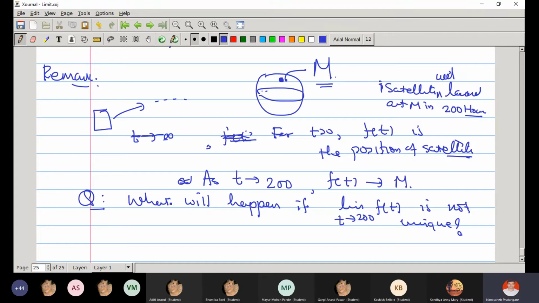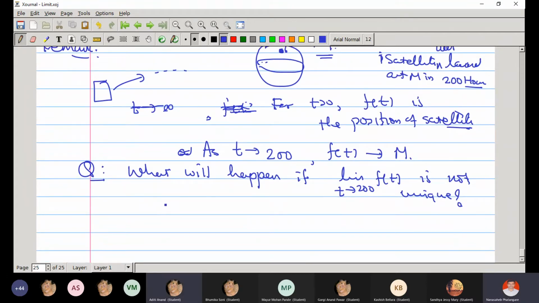So do you understand? When time tends to 200, then position will tend to two different places. Means there is uncertainty, and then it is useless, because if you are not sure that the satellite will land at a particular place, you cannot do anything. Therefore uniqueness is there everywhere. Without uniqueness things will not be useful. In that sense it is necessary to have the limit unique.